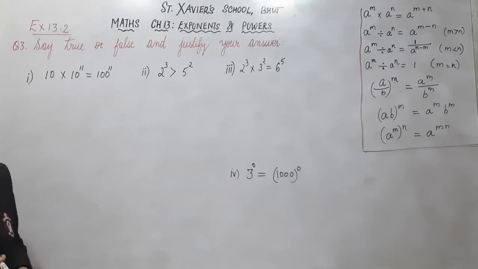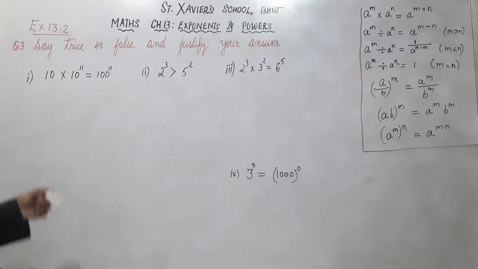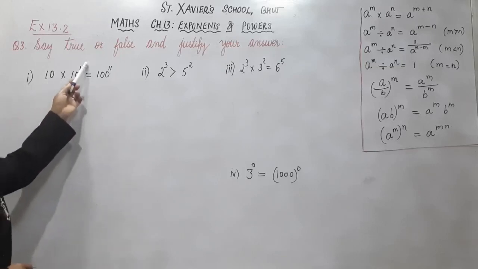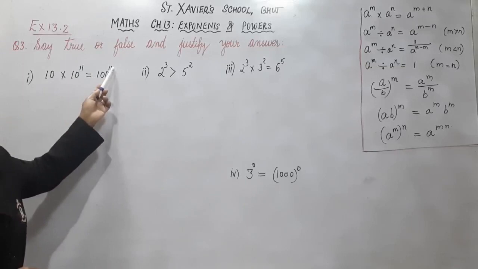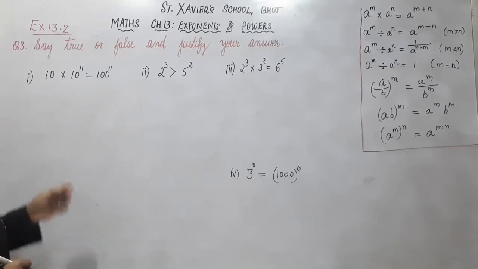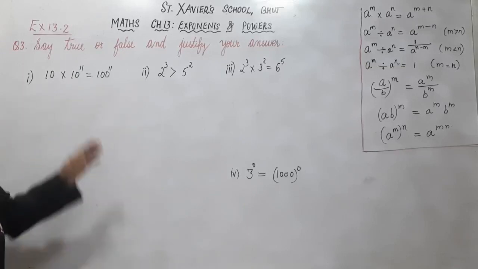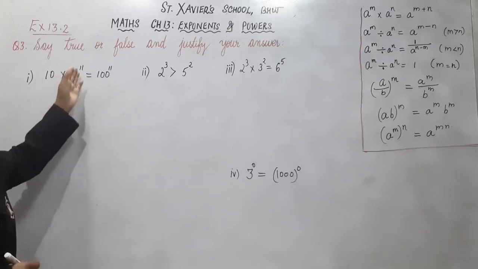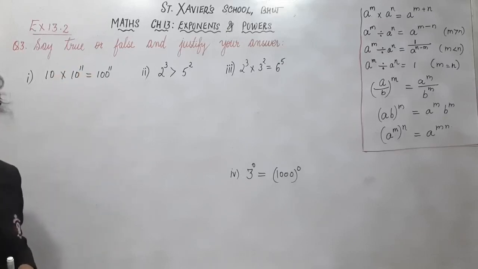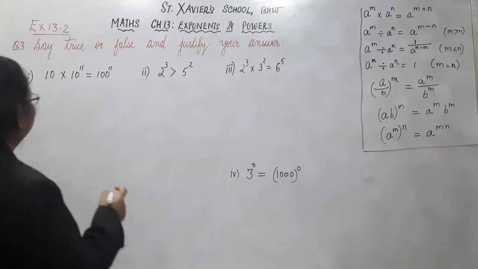Question number 3. Say true or false and justify your answer. Very interesting question. 10 into 10 raised to 11 is equal to 100 raised to 11. What do you feel? 10 tens are 100, so 100 raised to 11 is correct, no? That is wrong. So let us solve it and see.